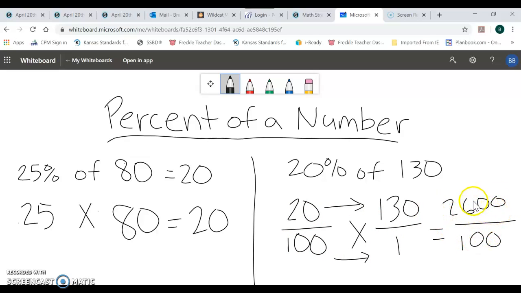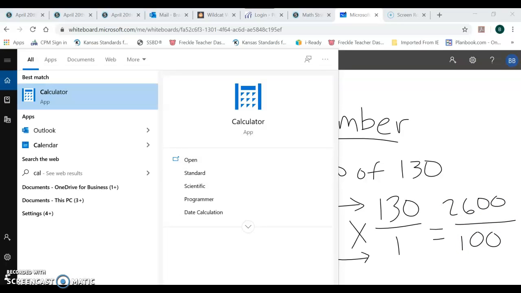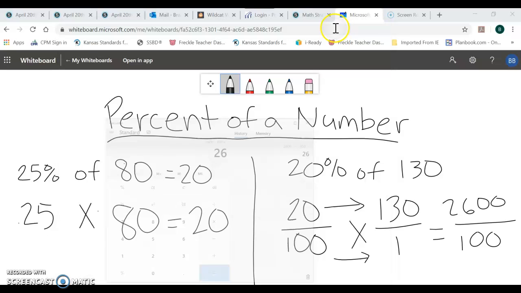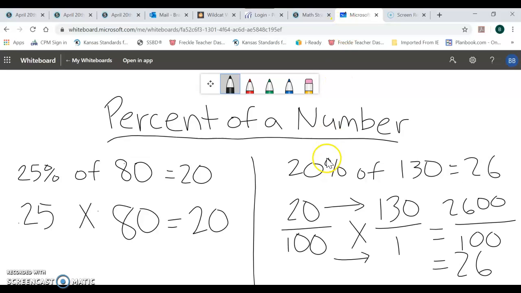So what you're going to do is take this top number divided by the bottom number. So you're going to do 2600 divided by 100. 2600 divided by 100, that's 26. So that equals 26. That means that 20% of 130 is 26.